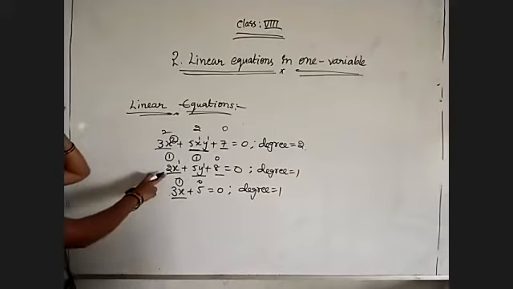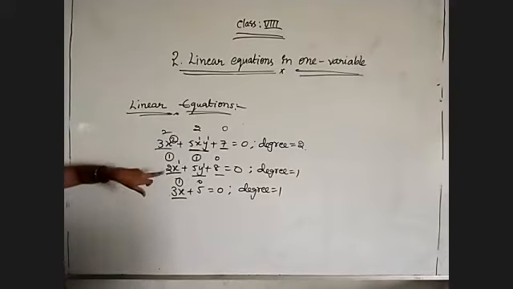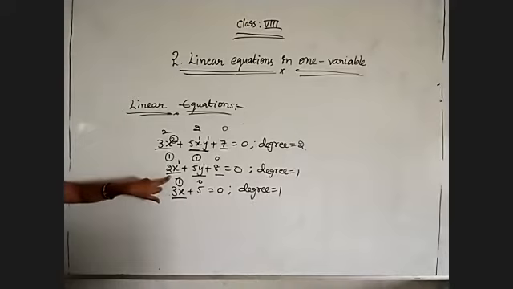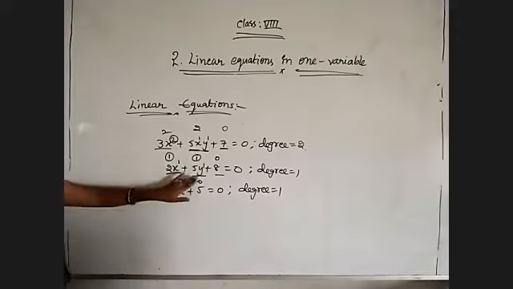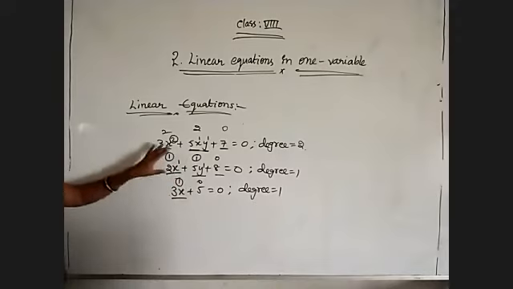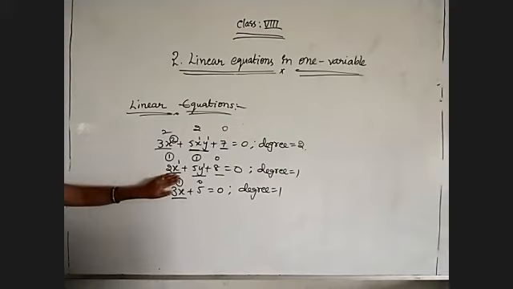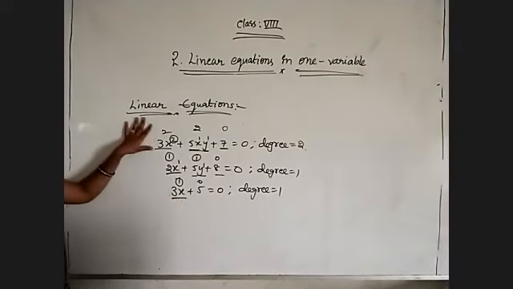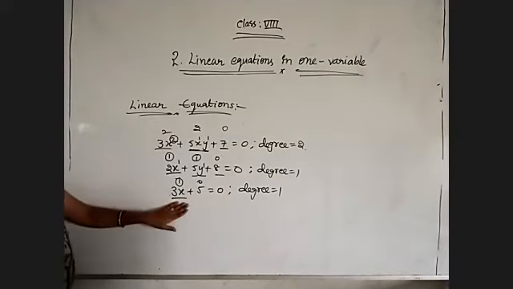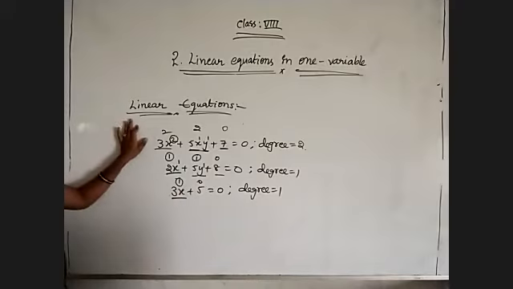So coming to the second one, because the degree of this equation is 1, it comes under linear equation. But how many variables are there in this? 2 variables are there. So this equation's name is linear equation in 2 variables. Coming to the third one, here also degree 1, that means it is also a linear equation, and here only one variable is there, that's why it is a linear equation in one variable. So linear equation, in the sense, you need to check the degree.